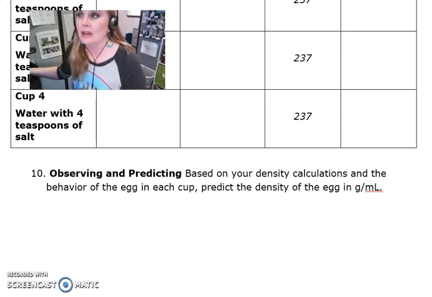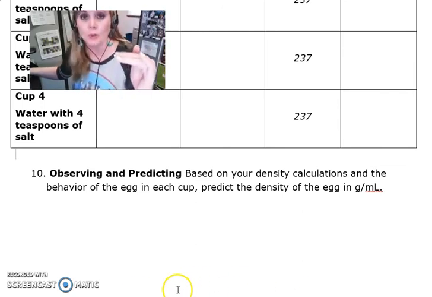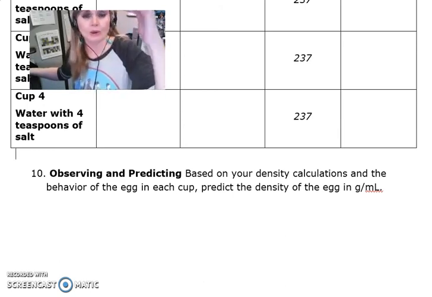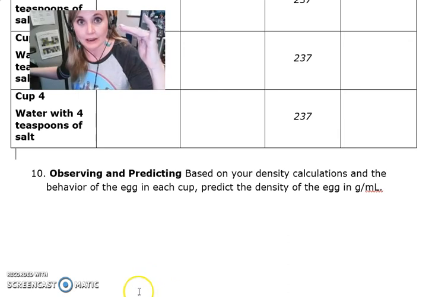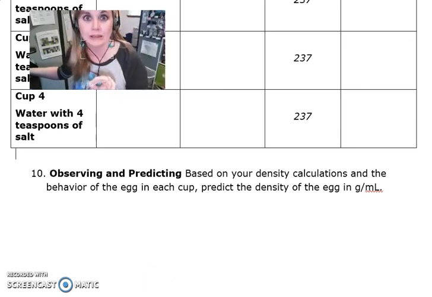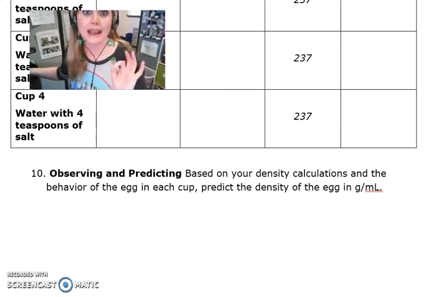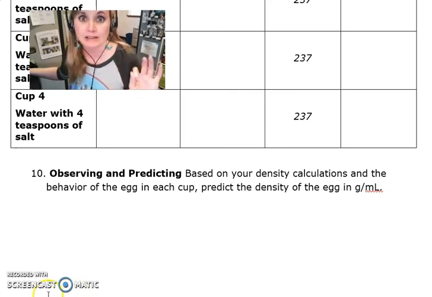Okay? Now, if you never get that to happen, you have to estimate. You know at what last point it was when it sunk, and you also know at the point where it floated. And you're just going to have to pick a number in between those two numbers as your estimate as to how dense your egg is in grams per milliliter.